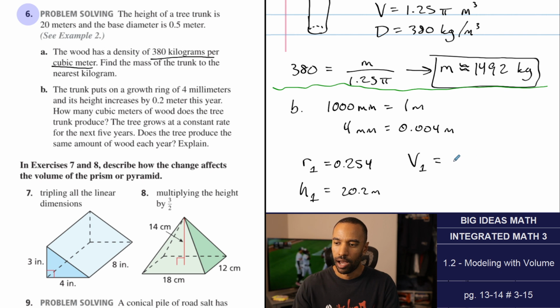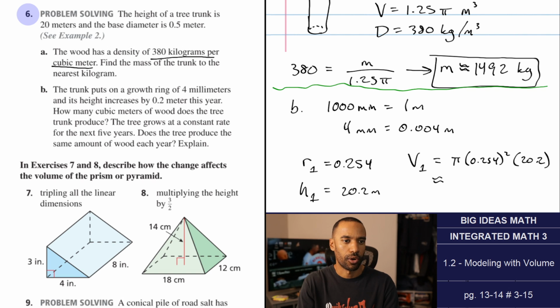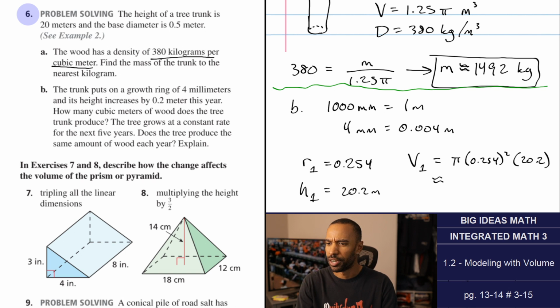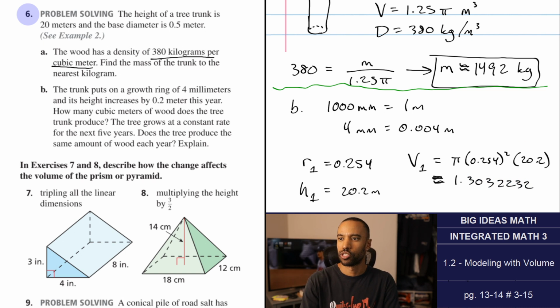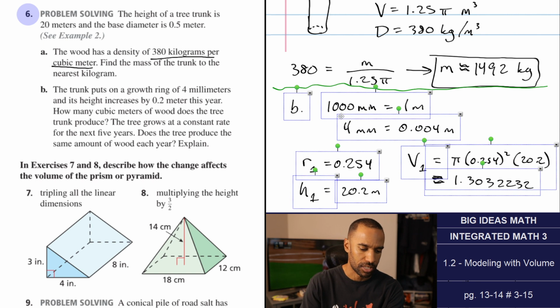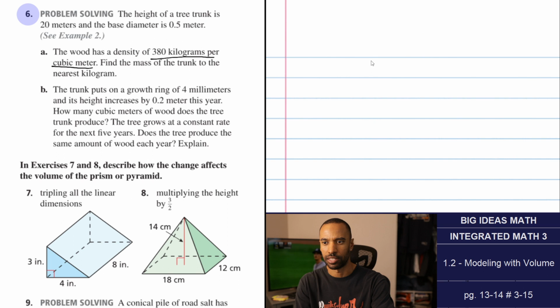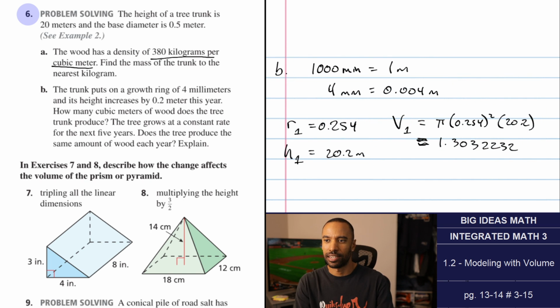So we're going to do pi r squared times height, which is about, this is why going exact is going to be a nice venture here. Did I find the other one yet, 1.25 pi? So let's leave this one in terms of pi. 0.254 squared, so it's not going to be approximate, I'll get the exact, times 20.2. Well, equals exactly 1.30322232. Now listen, I'm very low on space right here. I'm going to copy and paste this, like binder paper lines, over to this next side, if that's okay. So we have that. This is the volume.